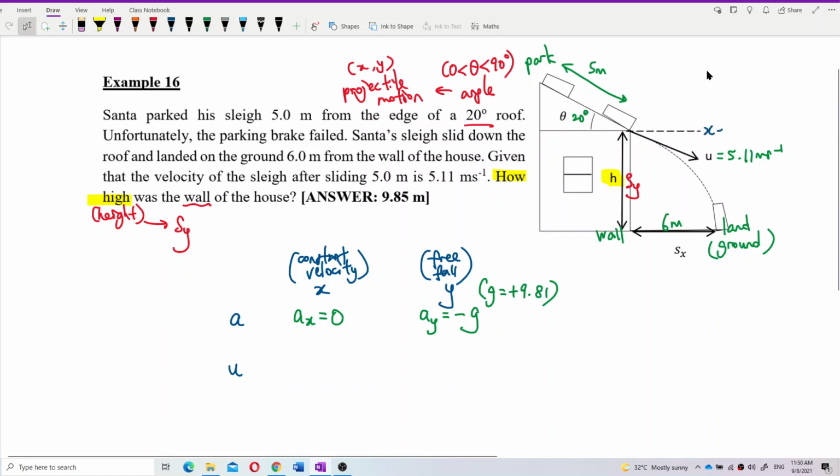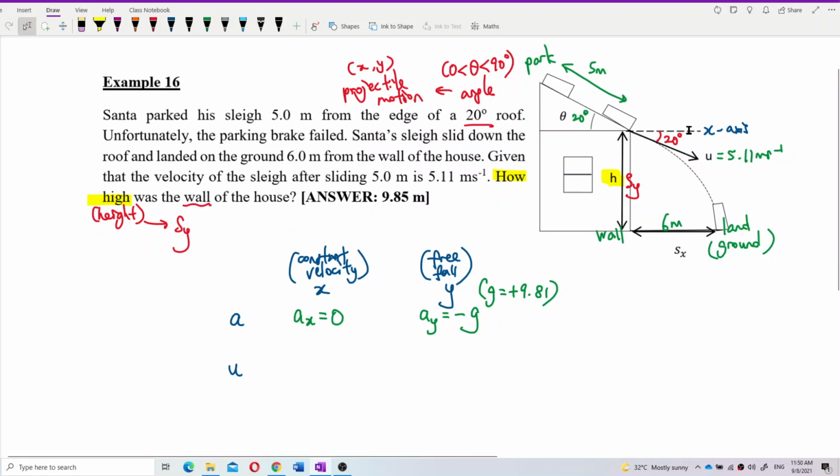This is the x-axis. So what is the angle of the initial velocity to the x-axis, to the horizontal? He said this roof is 20 degrees. You see, a 20 degree roof. So this angle is a corresponding angle to this angle. These two are corresponding angles. So this is 20 degrees, so this is also 20 degrees.